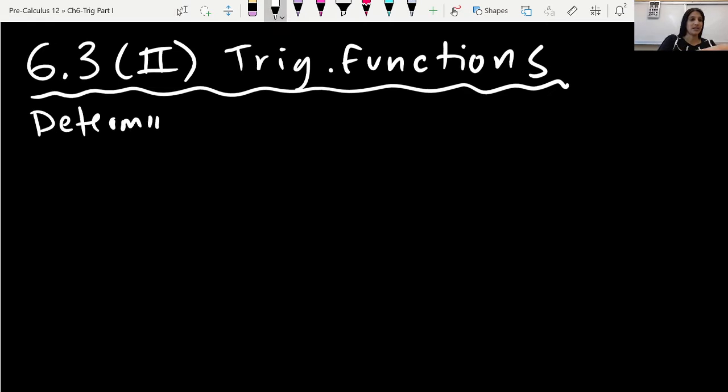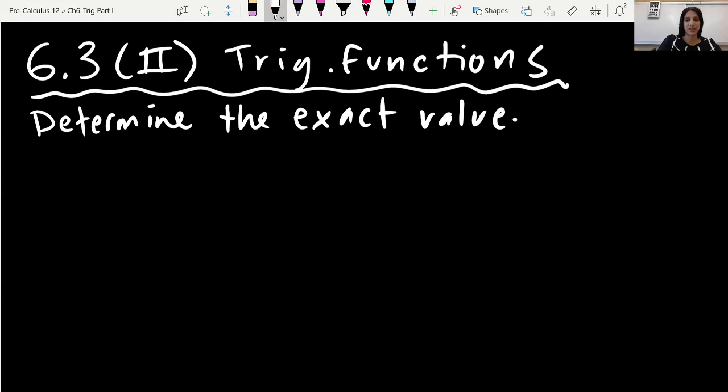The first one says determine the exact value. And reminder, we are not using calculators for these. Exact value means don't turn it into a decimal. We want to leave it as a fraction. In the first one, it's tan of negative 19 pi over 6.